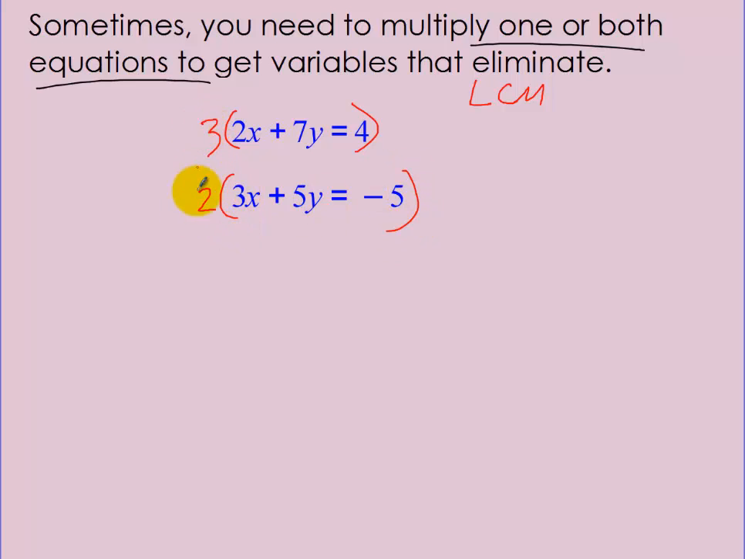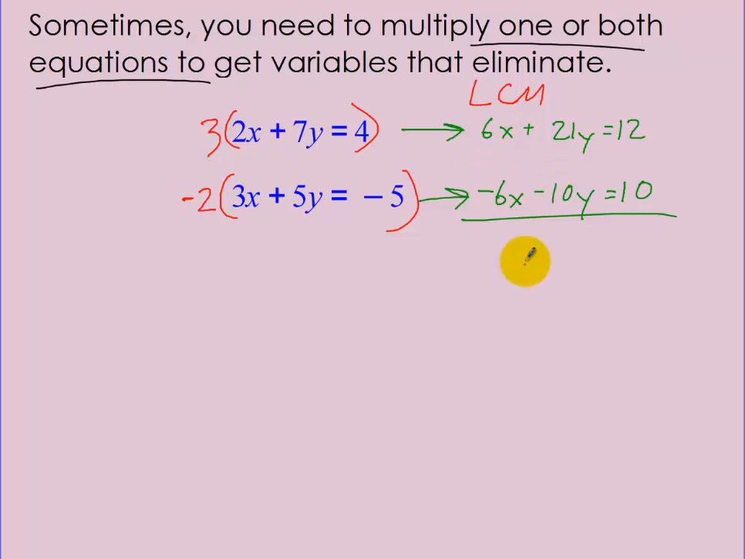But to make these cancel out, you're going to need to make one of them negative, so I'm going to multiply it by negative 2 on the bottom. So what happens when I multiply everything in each equation by those? I'll put the work over here on this side. It's going to be 6x plus 21y equals 12. And this one's going to be negative 6x minus 10y equals positive 10. If you add those two equations up, the 6x and negative 6x cancel out. 21y minus 10y is 11y. And 12 plus 10 is going to be 22. So you divide by 11 on both sides, and y is going to equal 2.